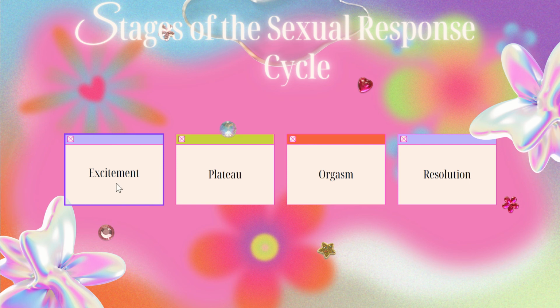So the excitement stage is the foreplay stage. This is when dopamine is released by the brain and messages are sent to the vagina to boost the flow of blood. I also want to preface that I will be talking specifically about female sexuality. I am also getting certified in male sexuality, but I have not learned enough yet that I feel comfortable talking about it. But that will be coming soon as well.